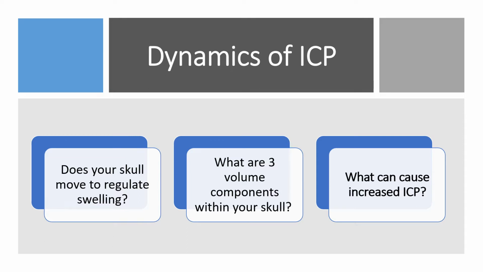So there are three essential volume components within our skull, and that is brain tissue, blood, and cerebrospinal fluid, also known as CSF.